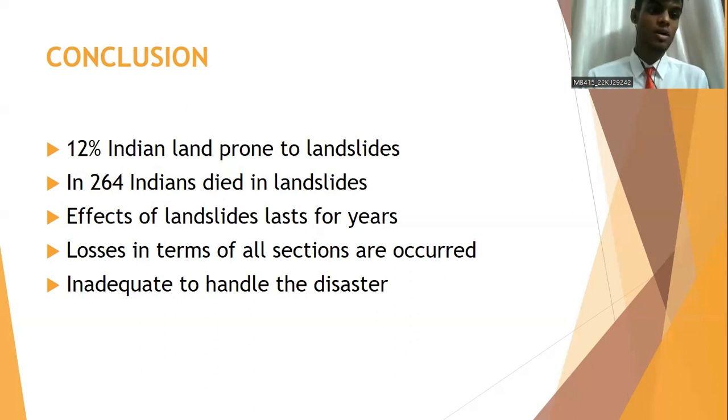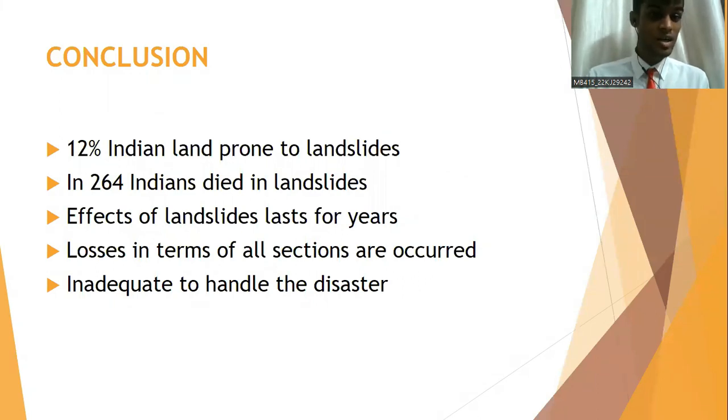Then talking next, in 2019, around 264 Indians died in landslides, and this number is increasing over the coming years. And the effects of landslides actually last for years. So there are different phases, like the rescue phase and the recovery phase and another phase. When something like a landslide happens, the effects last for so many years that we enter into a rebuilding phase.